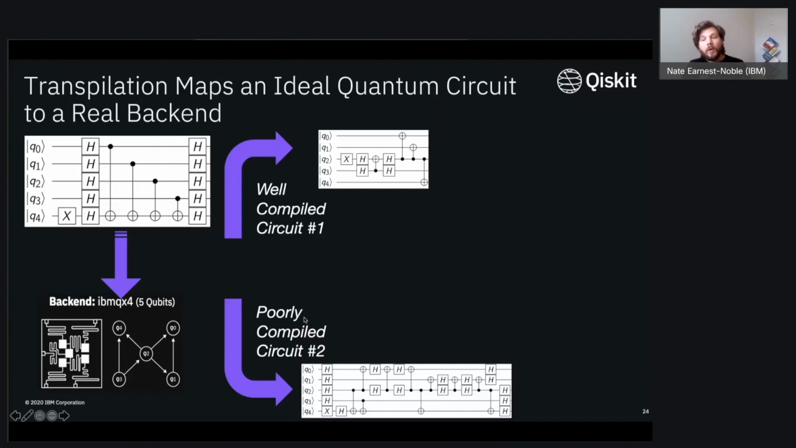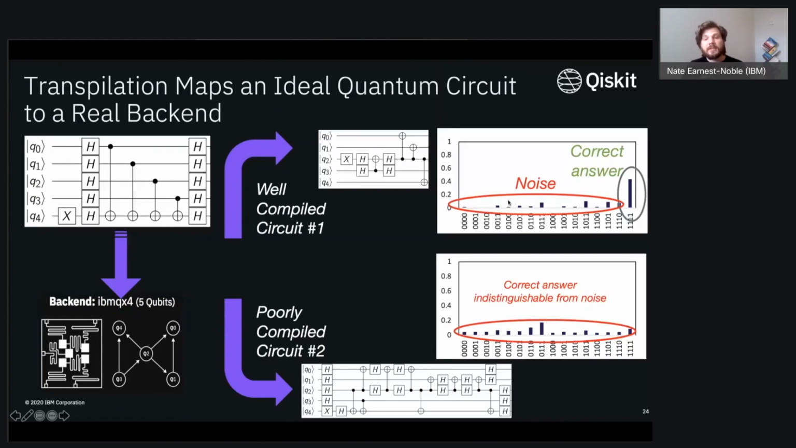And when you do it poorly, what you'll end up finding is that you get a lot of CNOTs. The importance of this is that all real quantum hardware is going to have noise. But if you minimize, say, the number of CNOTs and transpile this circuit well, then what you'll see is that your correct answer is able to stand out above the noise. But if you do it poorly, then all of a sudden the answer that you are actually trying to get from your quantum hardware is going to be buried in the noise. So this is a very important consideration, that you have to think about how to map this well.